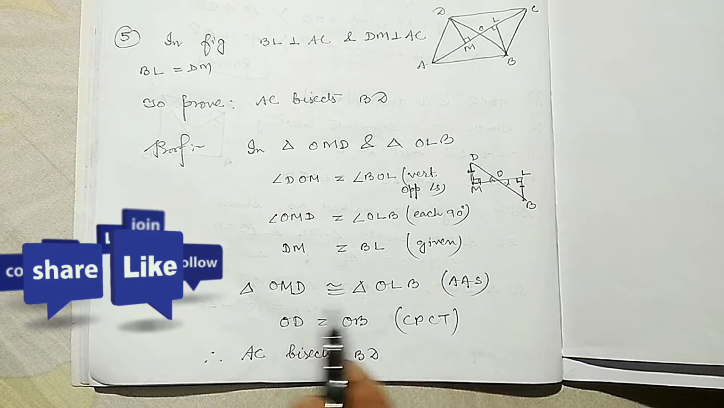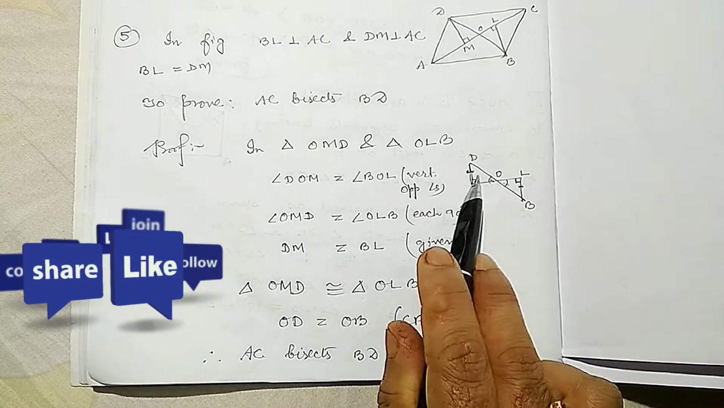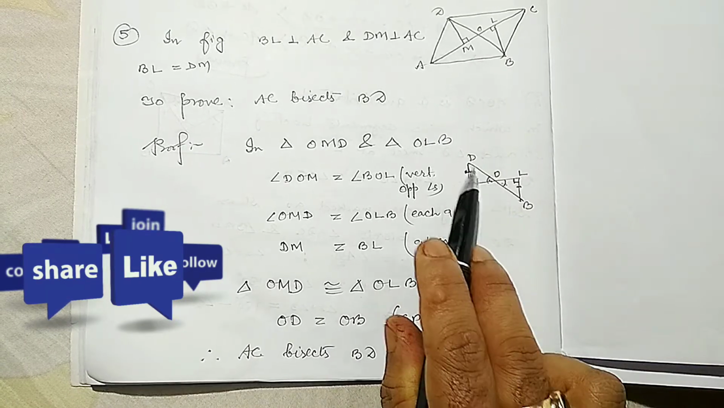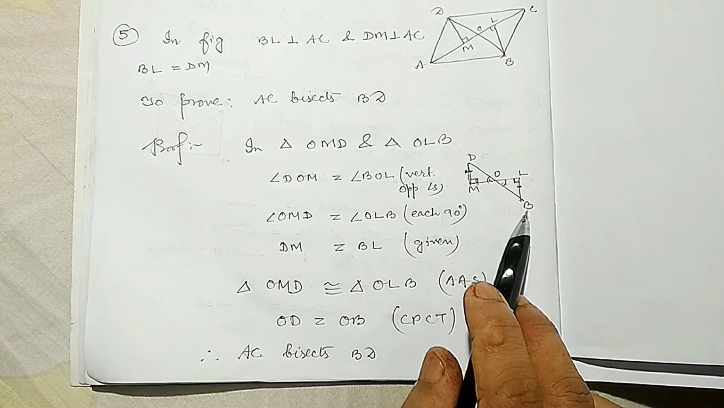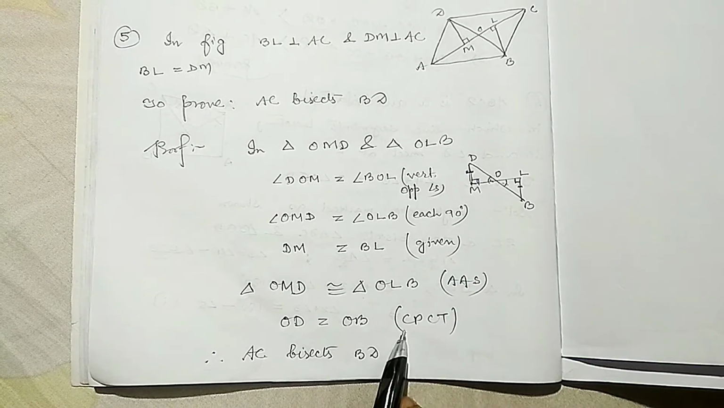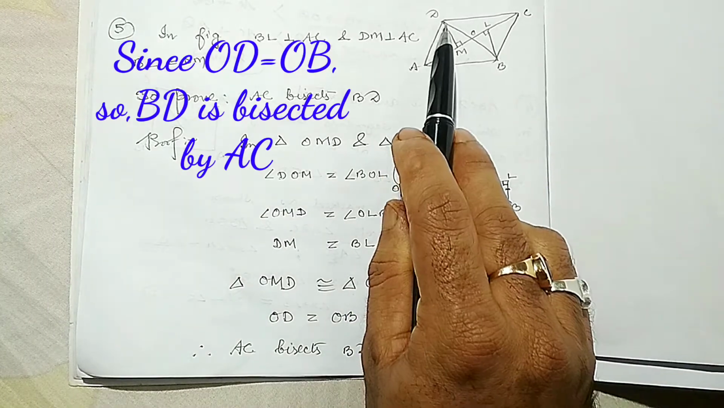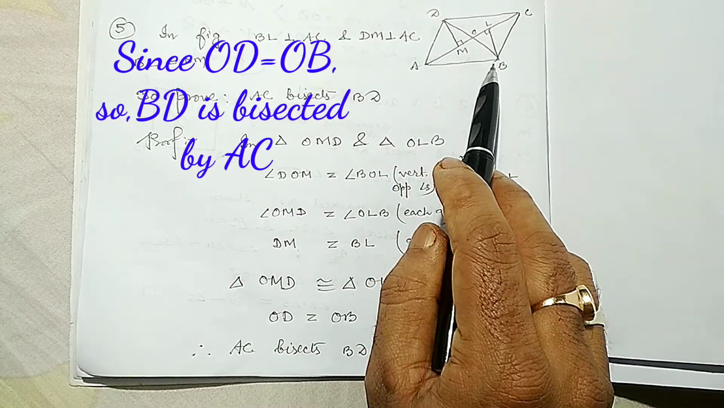And when two triangles are congruent, their corresponding parts must be equal, which is called CPCT. So since these two triangles are congruent, therefore OD must be equal to OB. So we can write OD equals OB by CPCT, corresponding parts of congruent triangles. As AC has bisected the diagonal BD, hence proved.